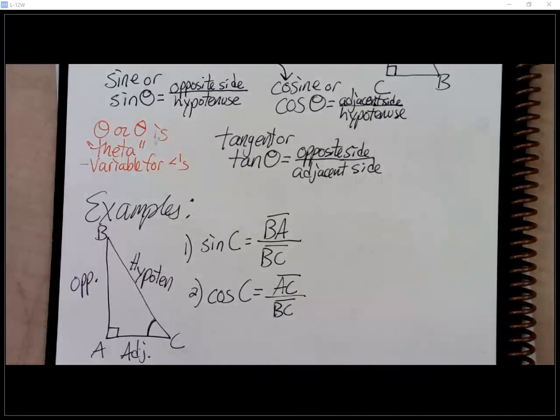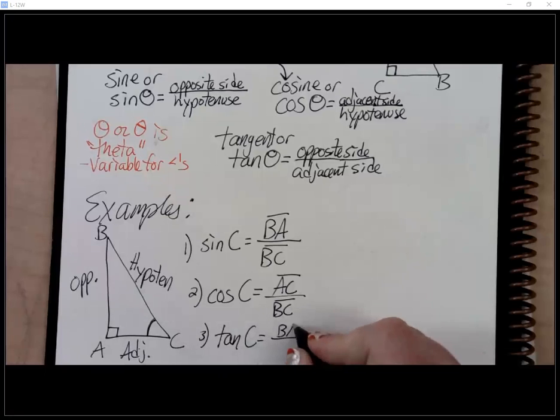And we might as well finish off and talk about the tangent. So tangent is going to be opposite over adjacent. So that's got to be side what over what? BA over AC.